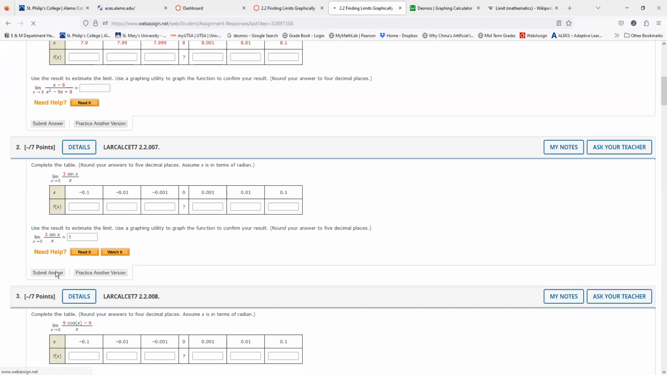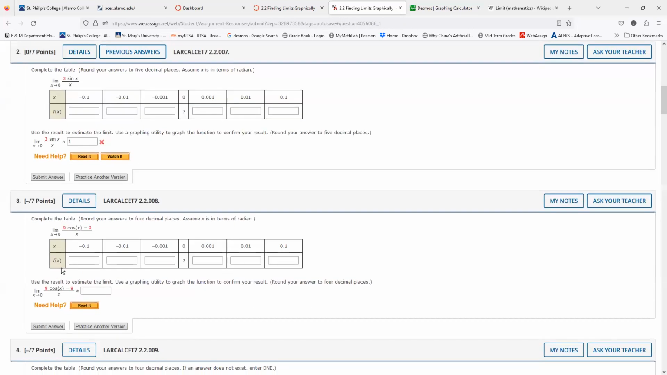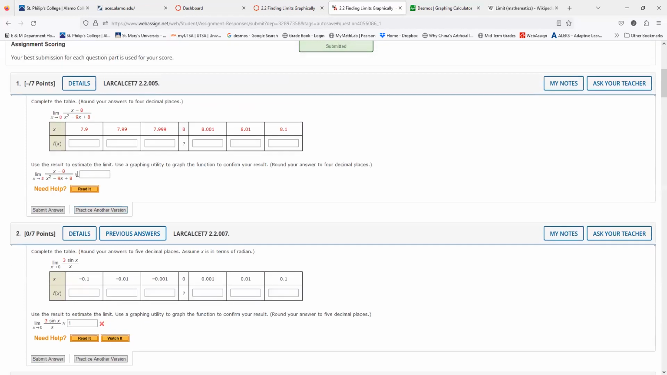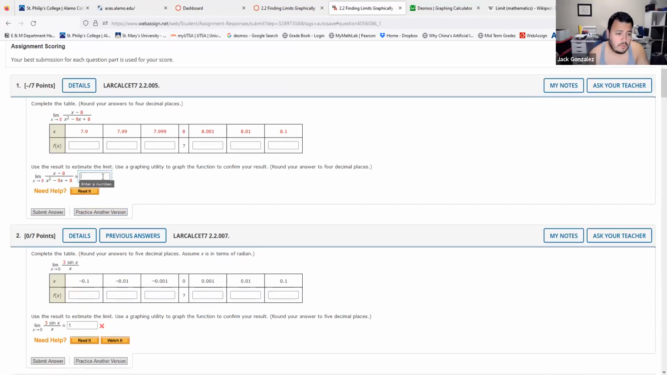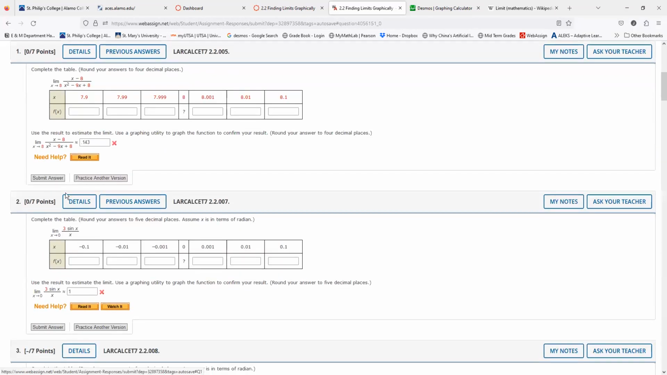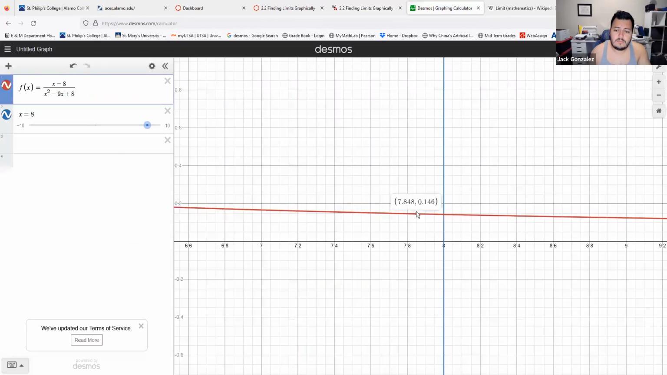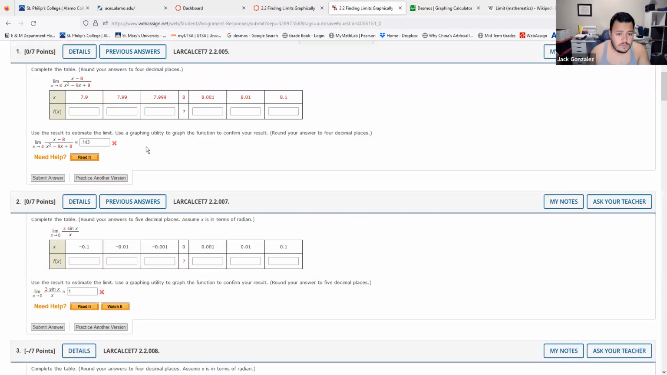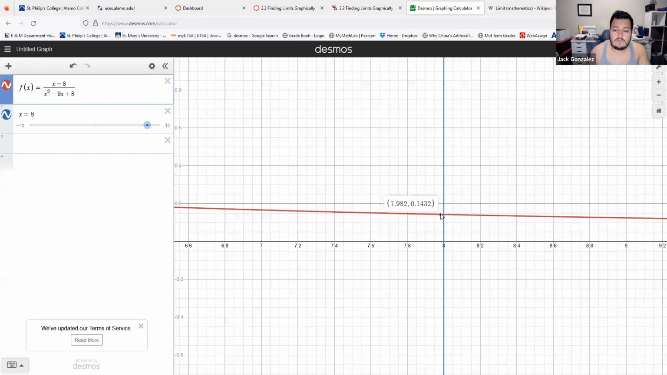So what do we put in the box for the first question? Whatever these two approach. As we get closer and closer, I think on my graph it was like 0.142. How many decimal places? 4 decimal places. 0.1429.